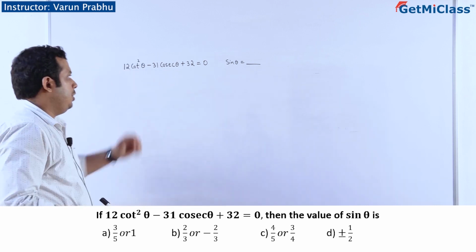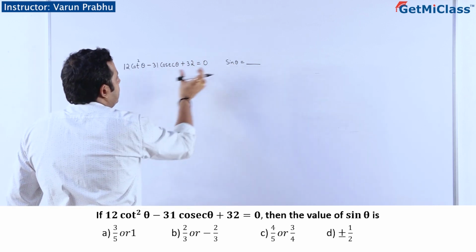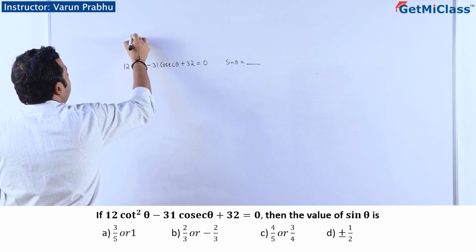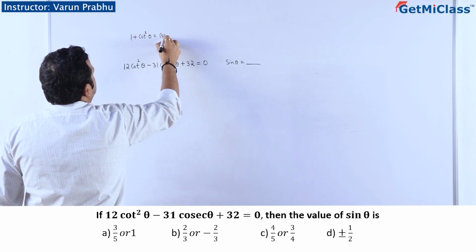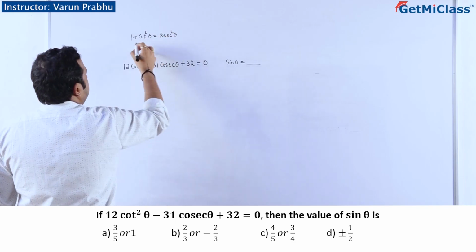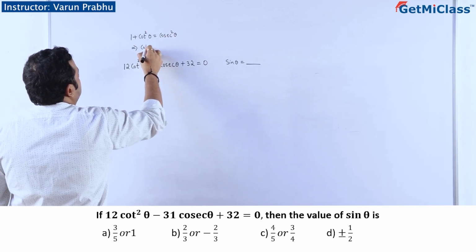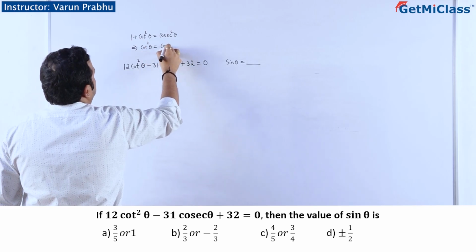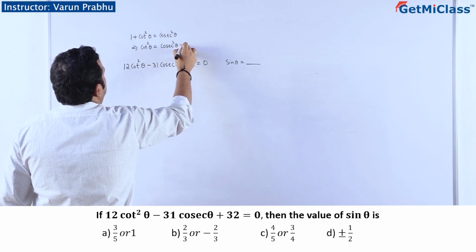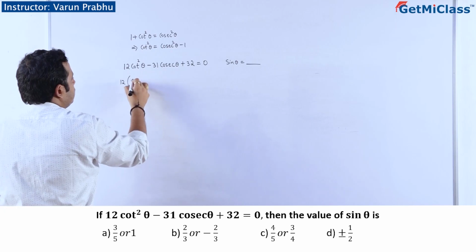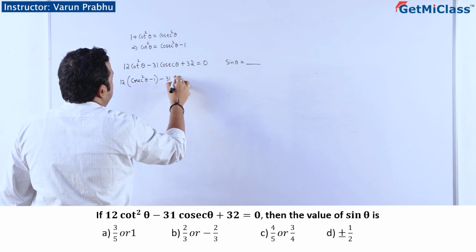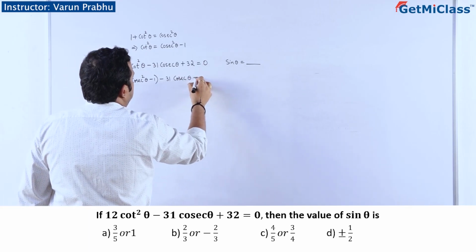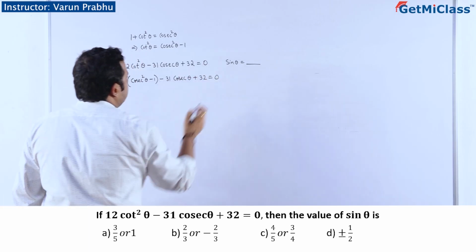If you look at this question now, what is the value of sine theta, if this is the equation? We know 1 plus cot squared theta is equal to cosecant squared theta. So this implies I can write cot squared theta as cosecant squared theta minus 1. So I can say cot squared theta, written as cosecant squared theta minus 1, minus 31 cosecant theta plus 32, is equal to 0.